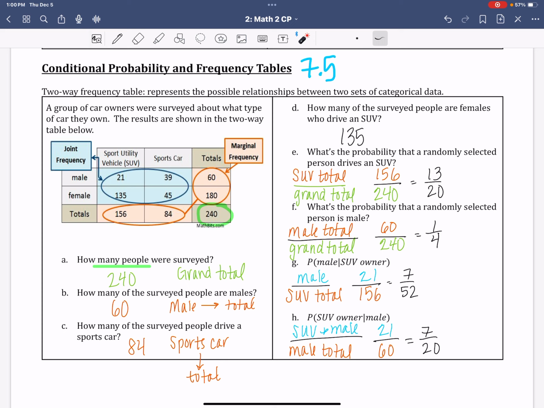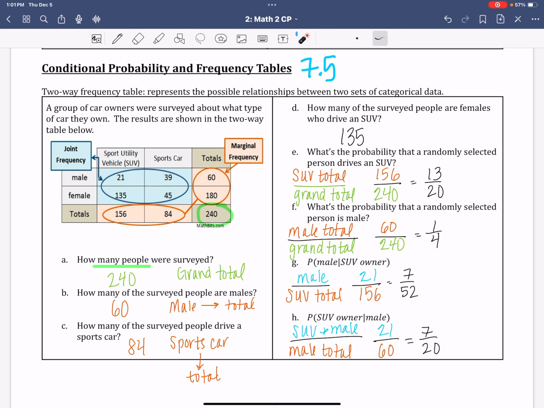All right, looking at this table right here, it says a group of car owners were surveyed about what type of car they own. The results are shown in this two-way table. How many people were surveyed? This is just saying total people. So you're going to look at your grand total here. It's the total of everybody this way and that way, so it should be the same no matter which way you add it up. All you had to do is look, there it is.